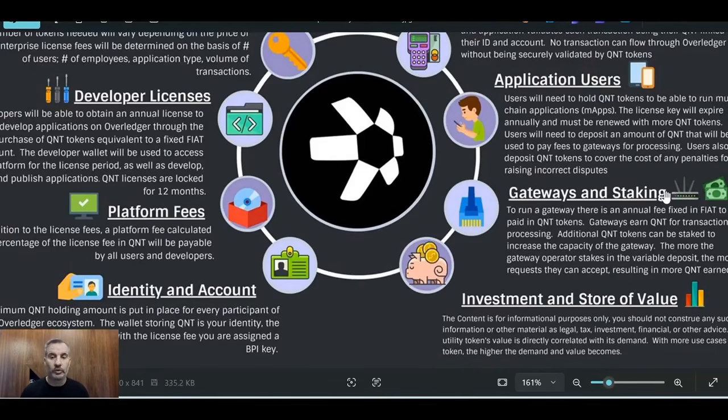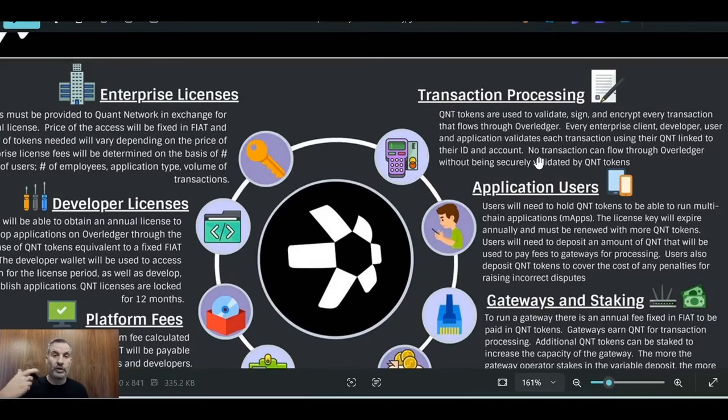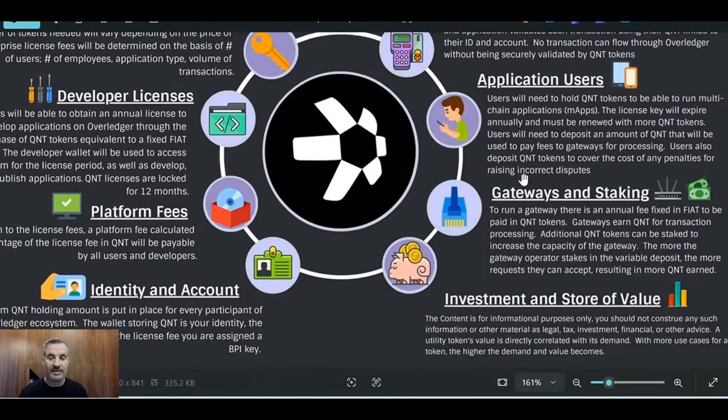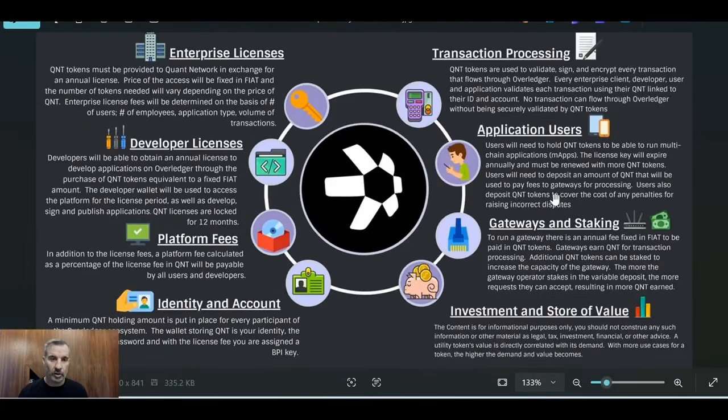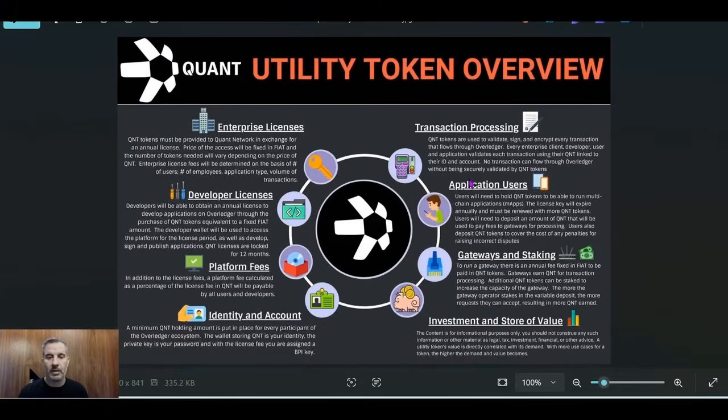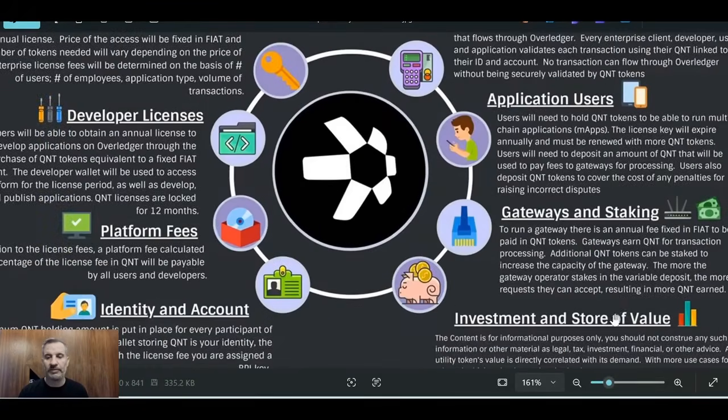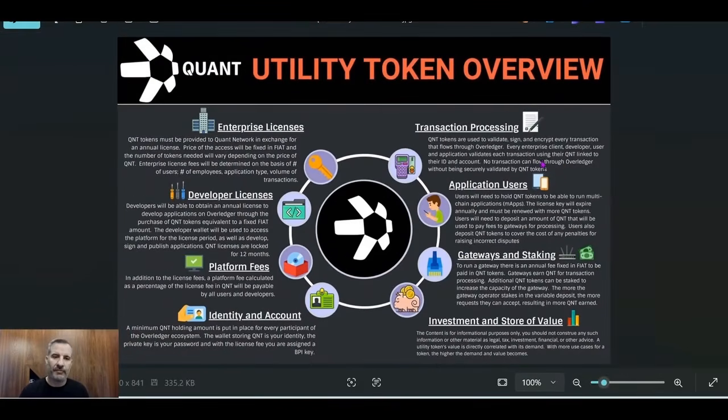We can use our QNT tokens to host gateways to process the transactions, and we get paid rewards. So the fees that are being paid in QNT, we actually get to collect those fees. So you have gateway and staking as well. So that's another utility. And then you have investment and store of value. So again, Quant acts as a store of value as well because it has limited supply. So these are the 8 different utilities that Quant has.